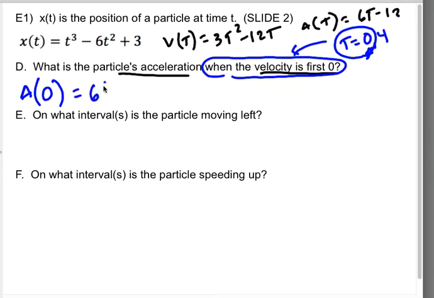And so that's going to be 6 times 0 minus 12, which is just going to be a negative 12, right? No units because there weren't any units in this problem, right? Don't invent units that don't exist. Okay, next question. When is the particle moving left?